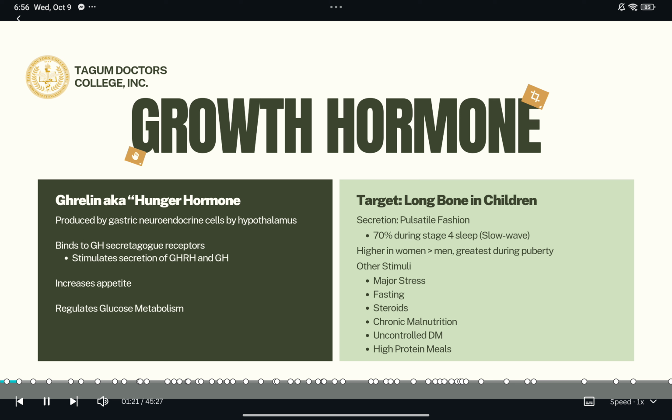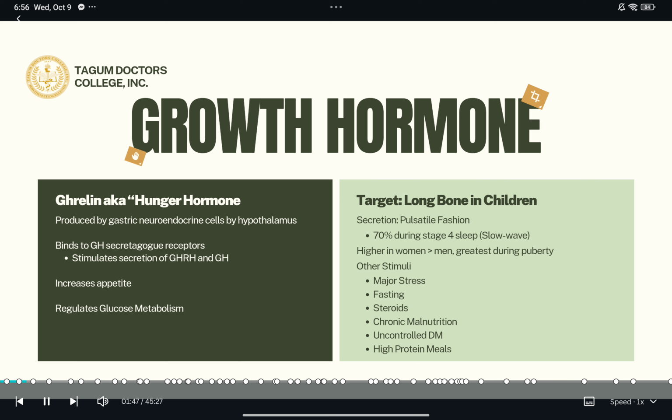Ghrelin, also known as the hunger hormone, is produced by the gastric neuroendocrine cells and by the hypothalamus and binds to growth hormone secretagogue receptors. It stimulates the secretion of growth hormone releasing hormone in the hypothalamus and subsequently growth hormone. So ghrelin increases appetite and regulates glucose metabolism.